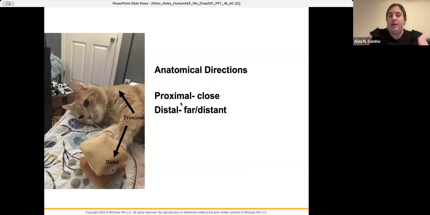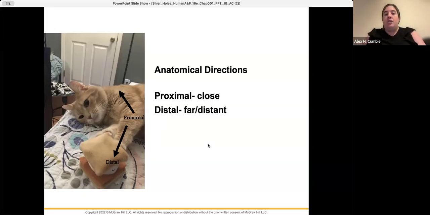More directions. So we have proximal versus distal. Okay. Proximal means close to the body. Maybe even we might think of a reference point close to the midline of the body. Proximal would be closer to the body. Okay. And then distal would mean distant, farther away from the body. Doesn't mean that the body part's not attached or anything like that, but it is farther away from the midline of the body.